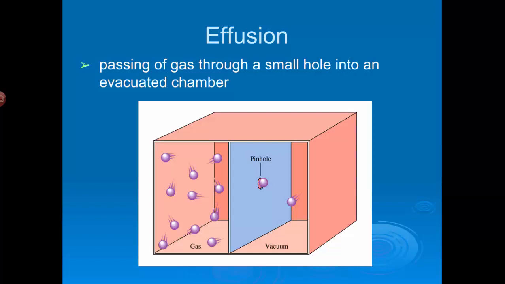So if you have two chambers here, and there's gas on one side, and there's a vacuum, meaning the absence of all matter, on the other side, and you have a pinhole in the separator between them, then the gas particles, which are bouncing around like crazy, are eventually going to hit that pinhole. And having nothing to push back against them, nothing to collide and knock them out of there, they're going to travel into that hole. That's what effusion is.